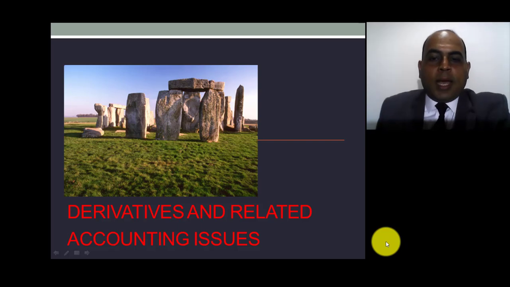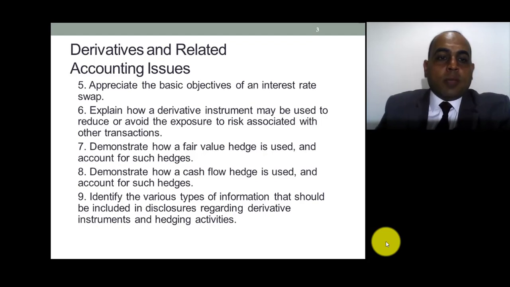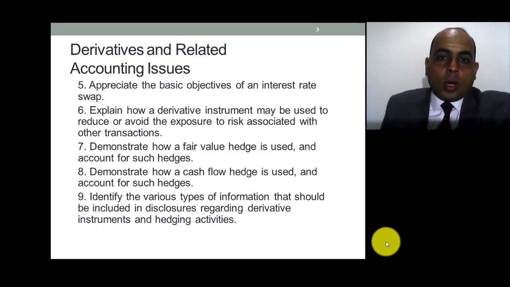Again with the derivatives and related accounting issues. In this video, we will move to discuss learning objective number 7: demonstrate how a fair value hedge is used and account for such a hedge. As we discussed in previous videos, we have different types of financial derivative instruments.